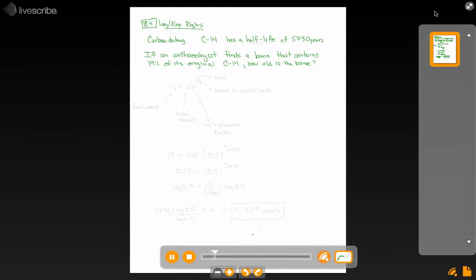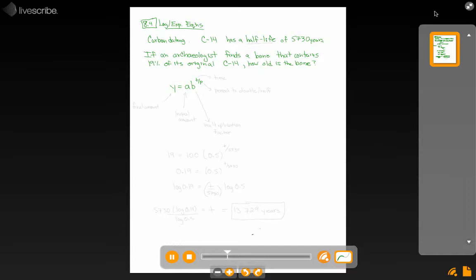the bone? So they have some technology, some method of knowing how much C14 this bone should have had, and they know that it's down to 19%. So if you look at your formula sheet, you have an equation that looks something like this: y equals a times b to the t over p. And it says that that's useful for exponential growth and decay. But it doesn't tell you what a, b, t, or p are. And so that's being left up to you.